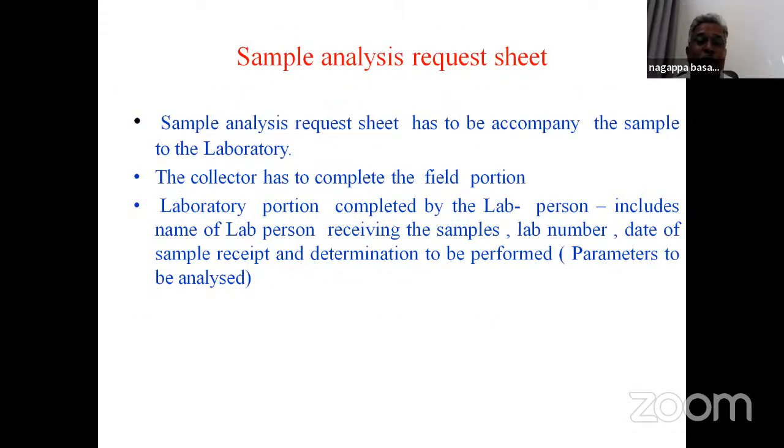The sample analysis request sheet, the sample collector has to prepare. The laboratory portion is completed by the lab person, and the field person has to complete the field procedure which he has followed. And all this record has to be maintained. One requisition letter has to be submitted to the lab.